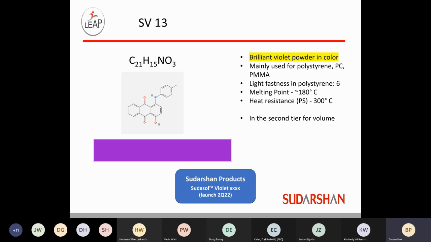Solvent violet 13. This is a brilliant violet powder in color, primarily used for polystyrene, polycarbonate, and PMMA. It has a decent light fastness at a rating of 6 and also good heat resistance. The Sudarshan product will be launched in the second quarter of this year.